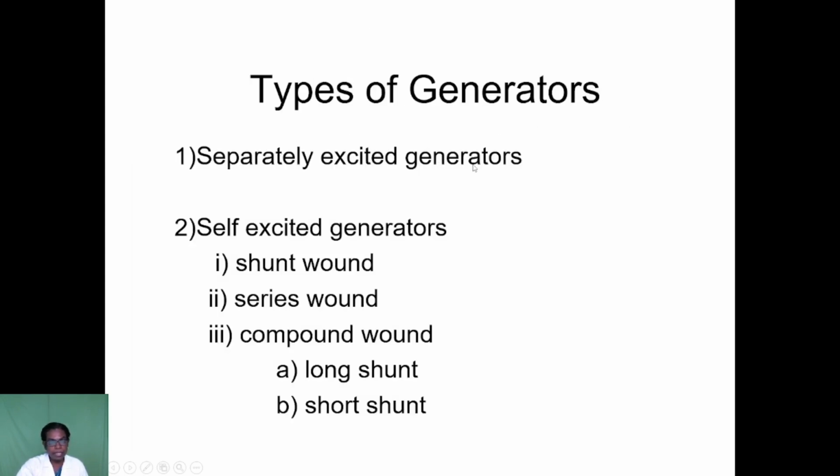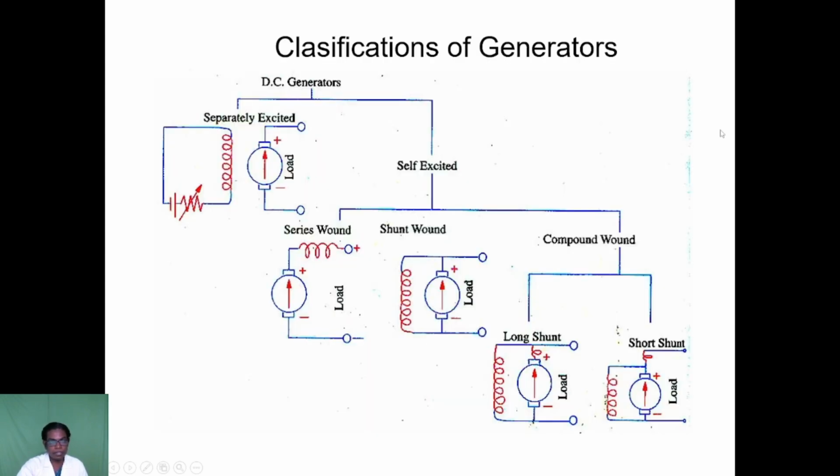Separately excited, as we saw in the previous slide, is the classification of generators. Separately excited means the field winding supply is given separately from the armature winding. But in the self-excited generator, the field windings are connected in series, in shunt, and in compound in a closed circuit. But in separately excited, the circuit is separated.